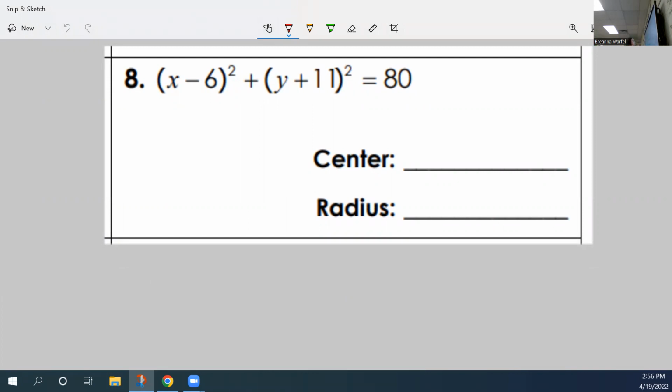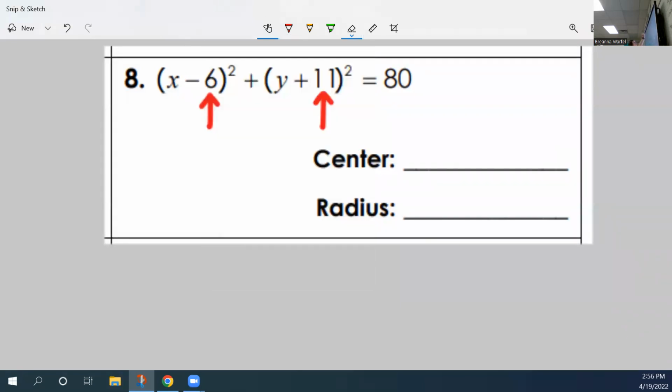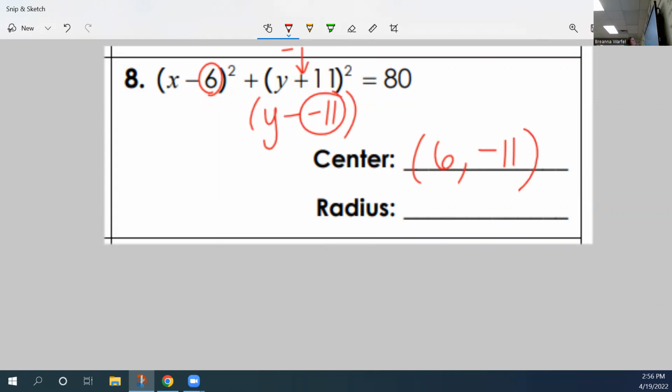All right, so here we need our center. So we're looking at these 2 values. One of them is nice. The other one we have to fix a little bit. So we want to keep the 6. So we know that the x value of our center is 6. The problem here is we need that to be a negative, so y minus negative 11. And then that is our y value. And watch this next video for how to find the radius.